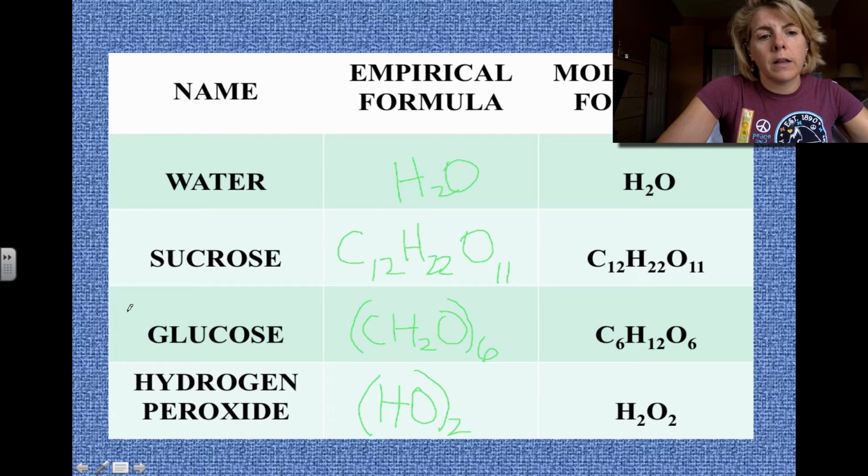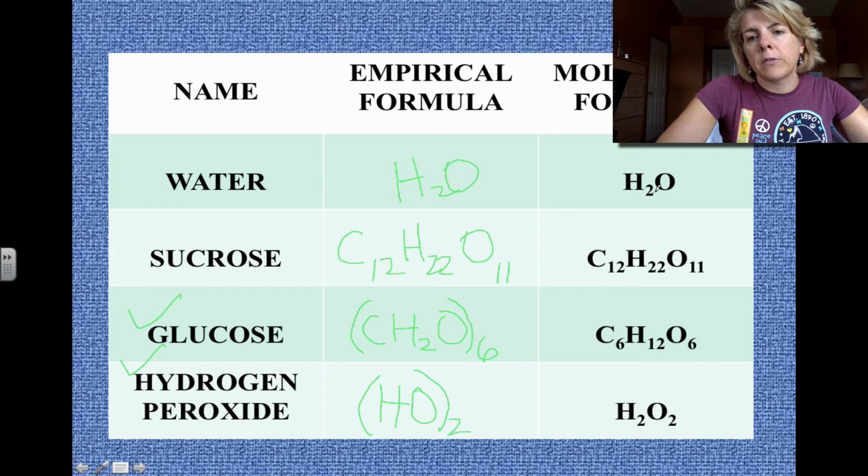So notice that with glucose and hydrogen peroxide, the empirical formula is different from the molecular formula. Whereas sucrose and water, because their factors are not divisible by a number, they remain the same.